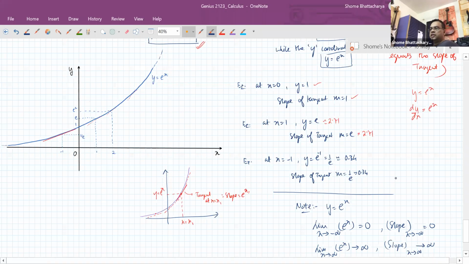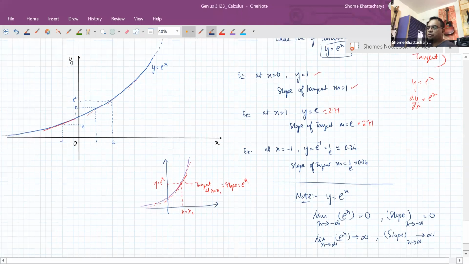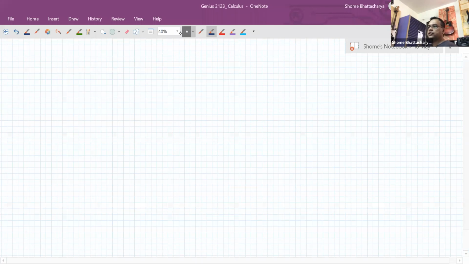Excuse me, sir. Yes, beta. Sir, the last part you said the slope tends to infinity. I didn't understand that. Okay, so let's try to figure that out. What does it mean by saying that the slope tends to infinity?